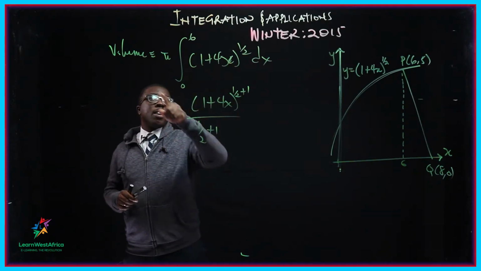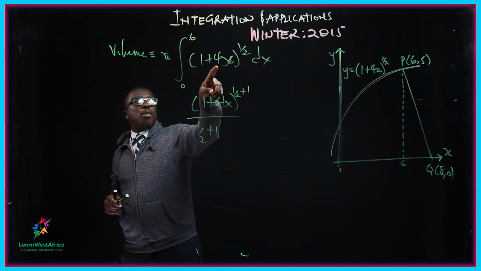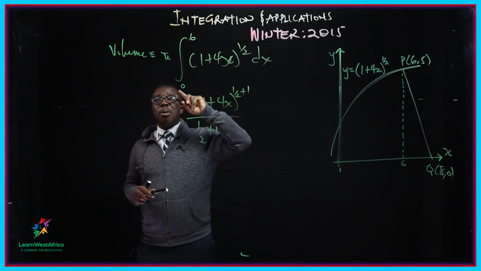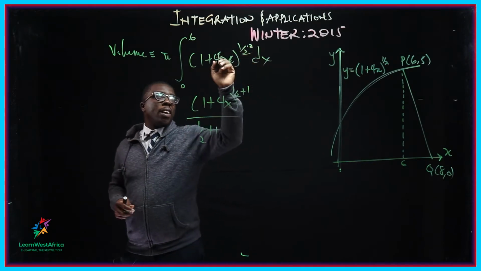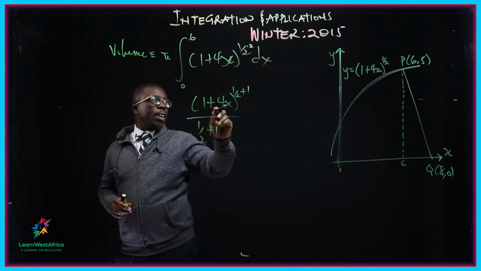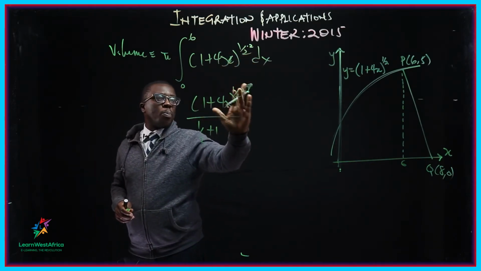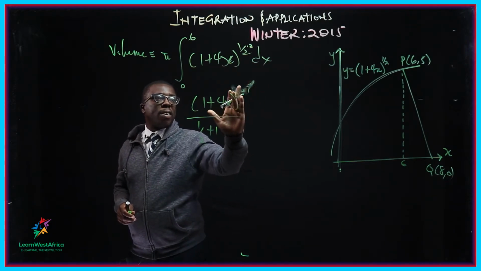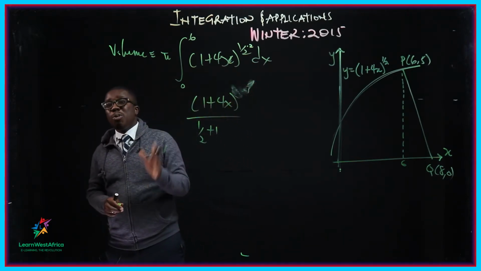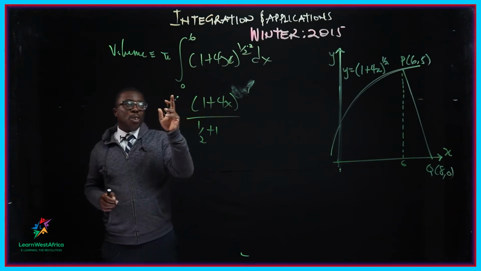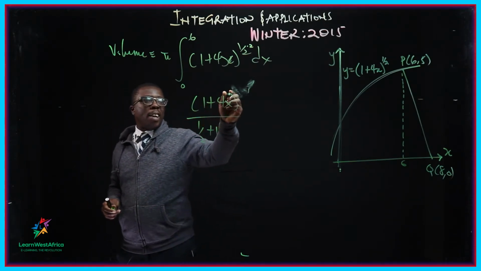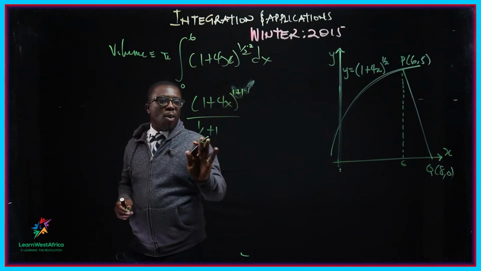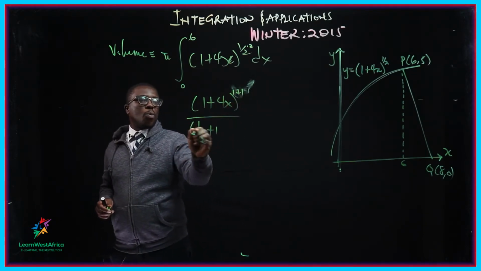When you have the volume, 1 plus 4x raised to the power half, which is the equation, remember we have to square because we want the volume. So this part will take a square. When you take the square, the bracket is left with exponent 1. A square of that is going to give you 1, so the exponent is actually 1. You just add 1 plus 1, all over 1 plus 1 times 4.